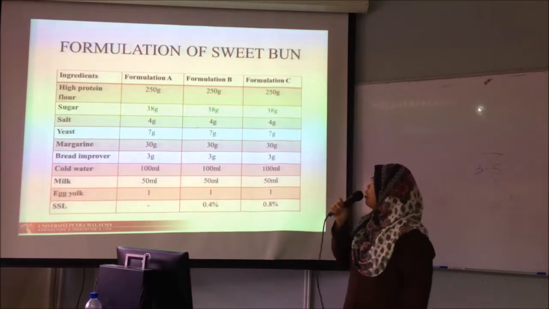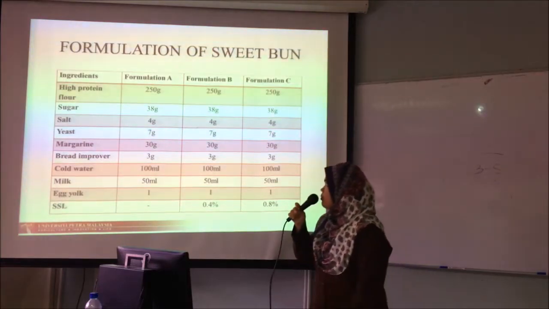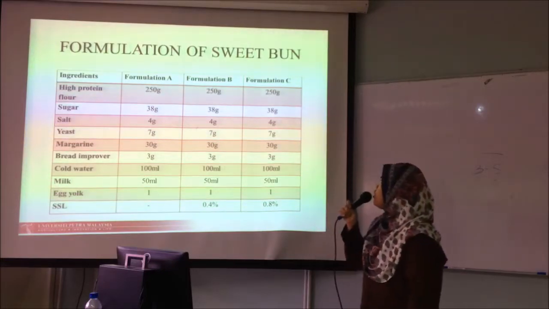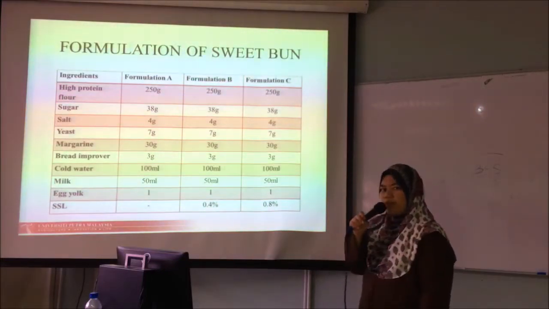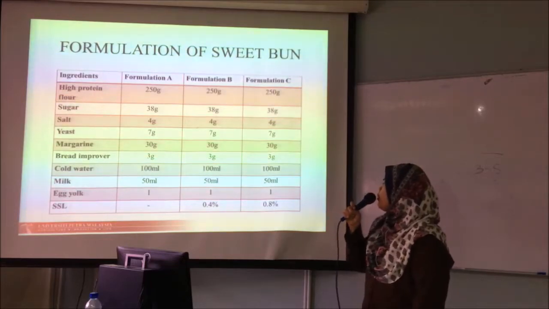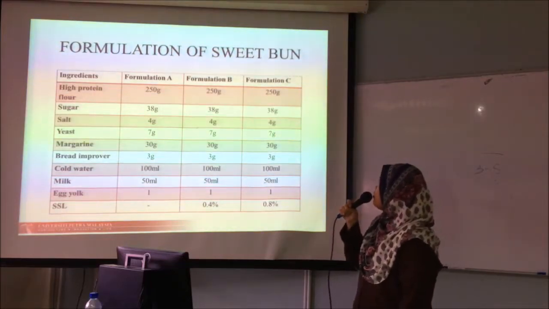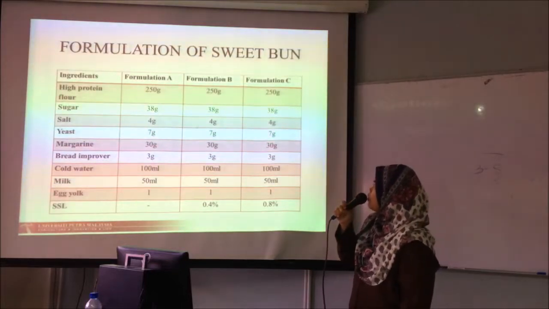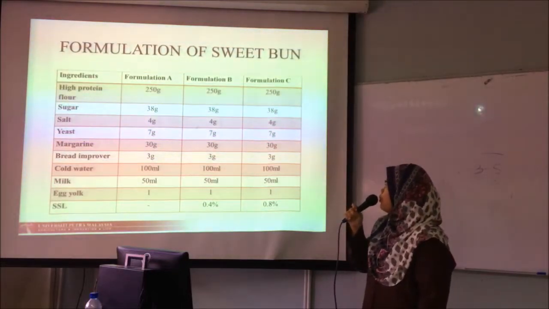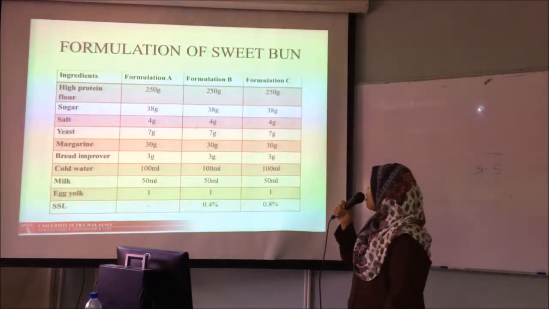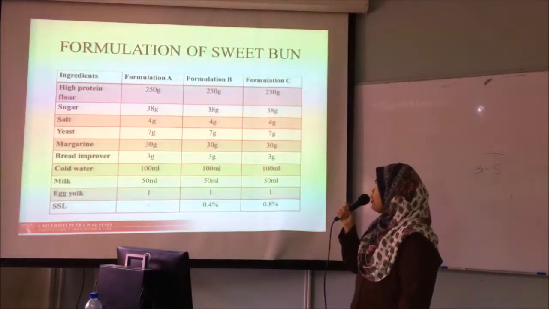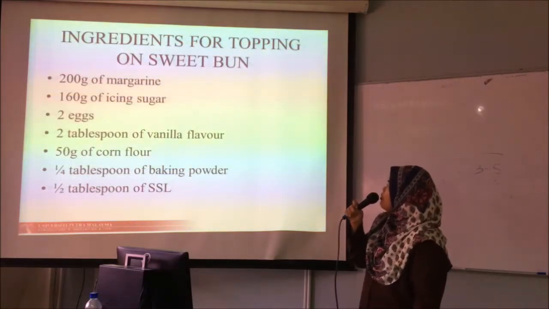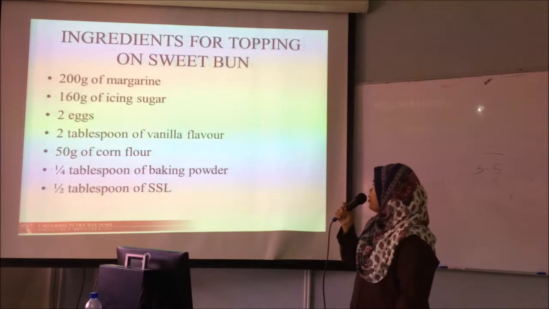This is our formulation for the sweet bun. For formulation A, we didn't add any SSL, but for formulations B and C we add different amounts. Formulation B we add 0.4% and formulation C we add 0.8%. The protein flour, sugar, salt, yeast, margarine, bread improver, cold water, milk, and egg yolk are the same for the three formulations.